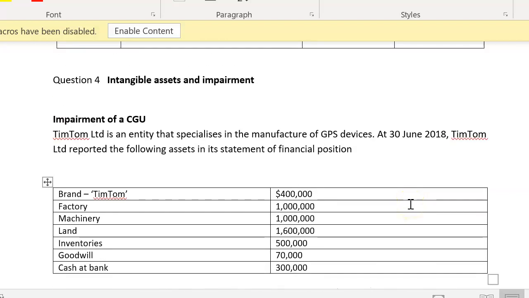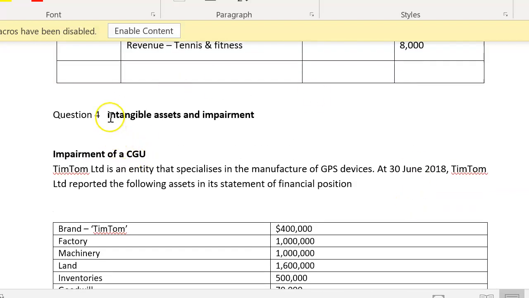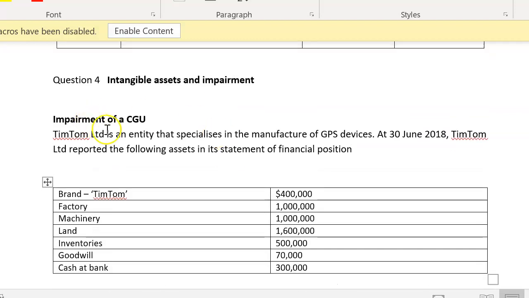Hi guys, I thought of doing a video tutorial on question number 4, intangible assets and impairment. So let's start this question.